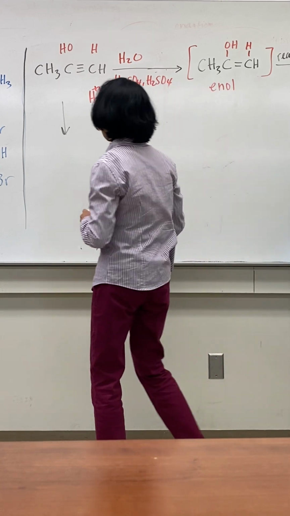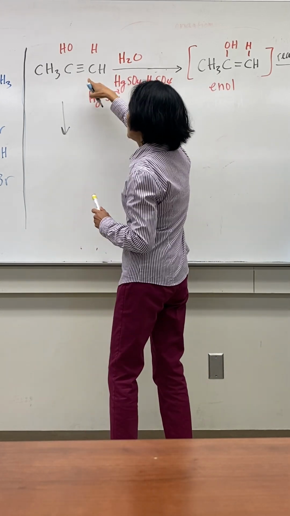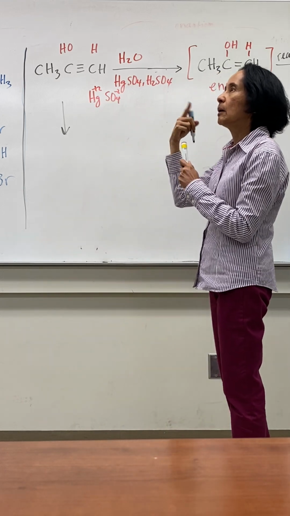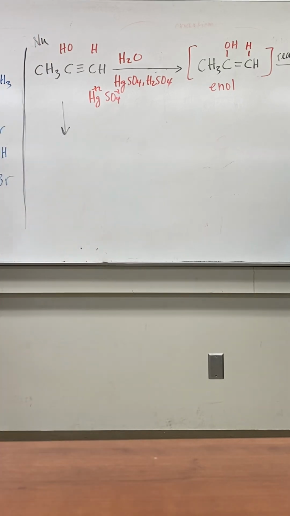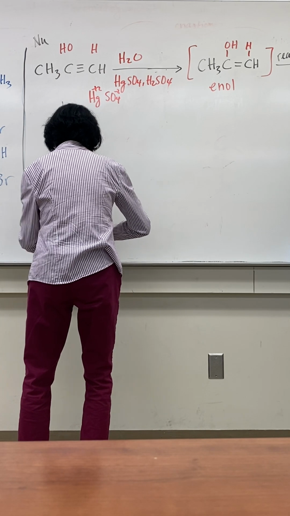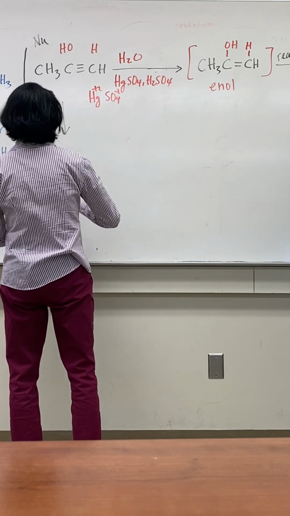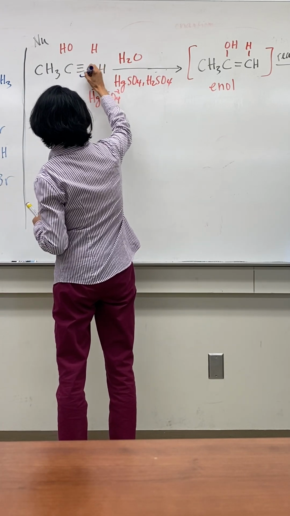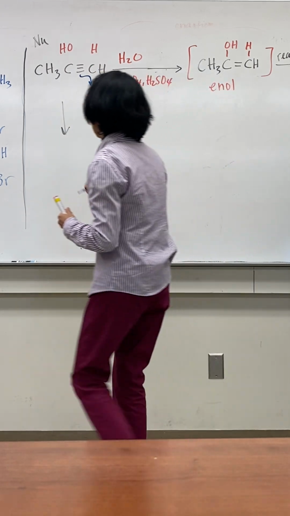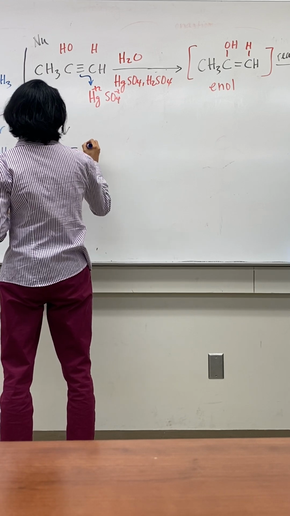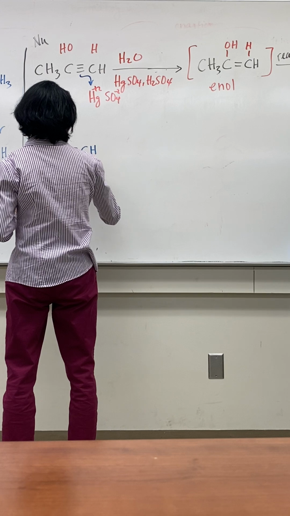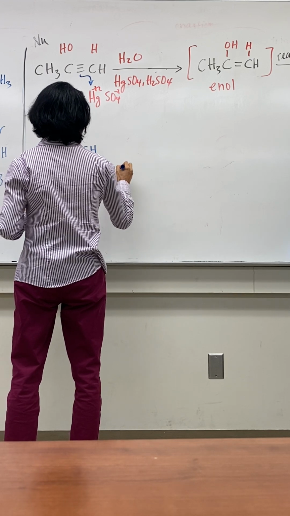So what happens is triple bonds and double bonds are acting as nucleophiles. So this would be your nucleophile, okay? And so this bond is gonna attack your mercury, okay? So therefore, CH3, C, double bond, CH, and then you make a bond to mercury sulfate -2.